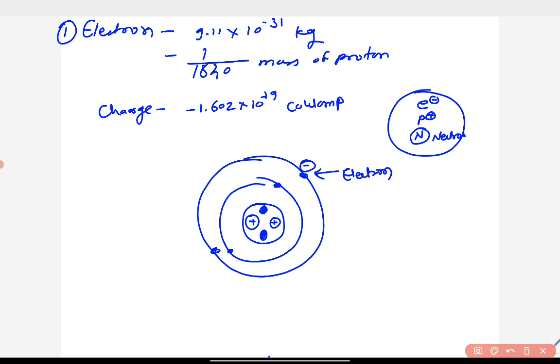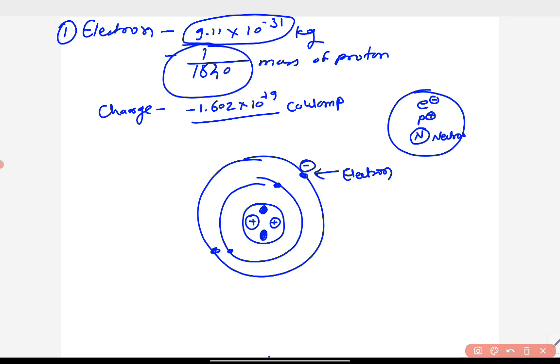Okay, so this is the mass of the electron, and it is 1/1840 of the mass of the proton. It means the electron is lighter than the proton, and this is the charge carried by the electron.